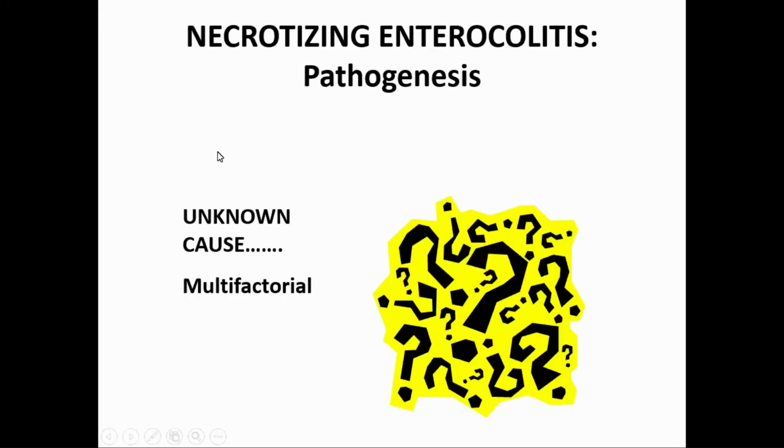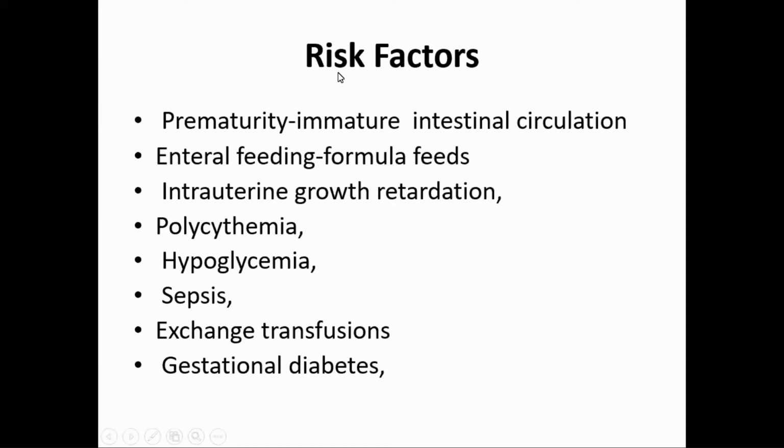Now, what is the pathogenesis? Exact etiology is not known, and it is supposed to be multifactorial. So when nothing is known, we call it multifactorial, idiopathic. Now, what are the risk factors? As I told you, prematurity is the most important risk factor, and immature intestinal circulation is the cause. That's why there is ischemia. Something is wrong with the circulation of the intestine. It is not sufficient, so it undergoes necrosis.